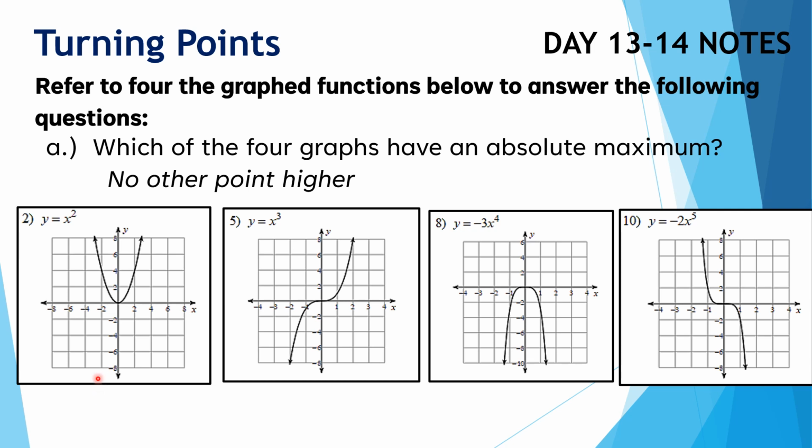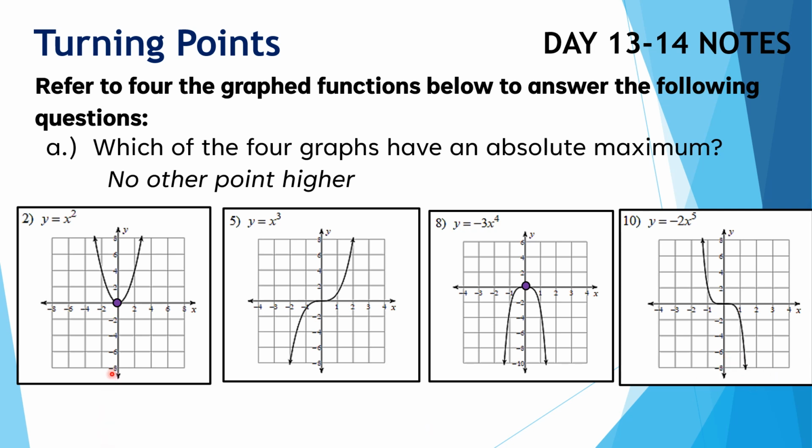When I look at example 2, I do see this value down here at the origin, (0, 0). That's a low point. When I look at example 5, the low value is pointing to negative infinity, and the higher value is pointing to positive infinity. And number 8, I see a high value again at the origin, (0, 0), and the two sides are both pointing to negative infinity. And then number 10, we have the left side pointing up to positive infinity and the right side pointing down to negative infinity.